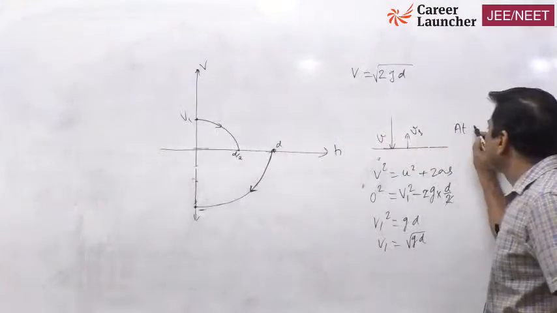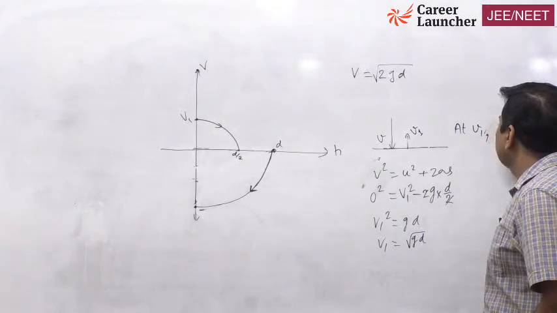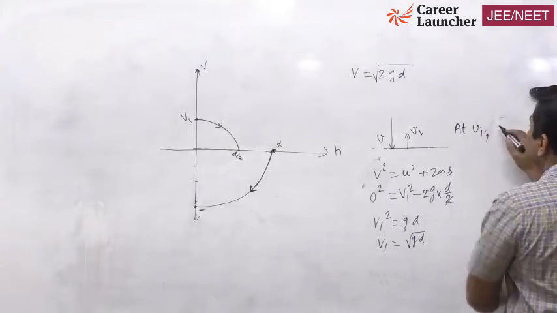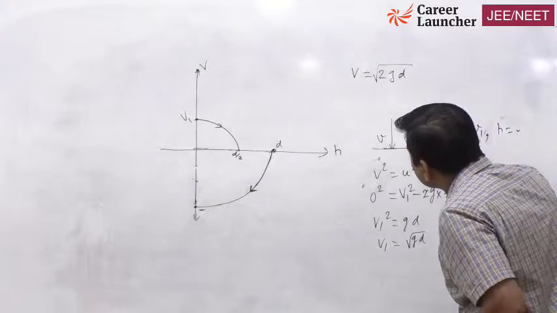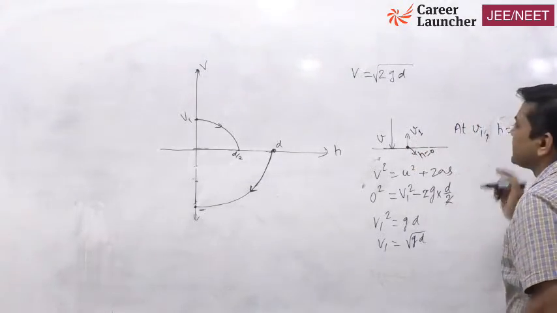At v1, the height h is 0. Why? Because it is still at the ground. Here is the object. Here h is 0, but velocity is there.